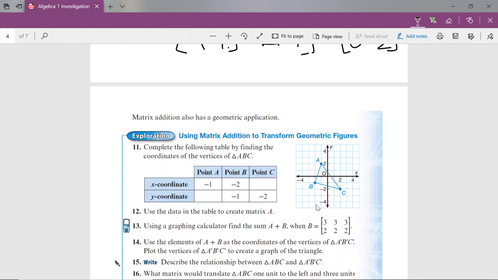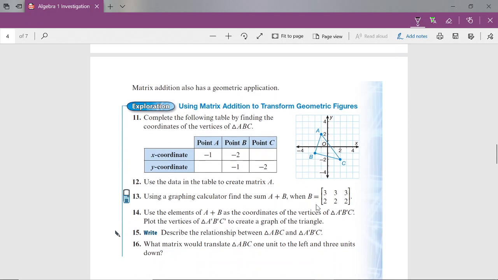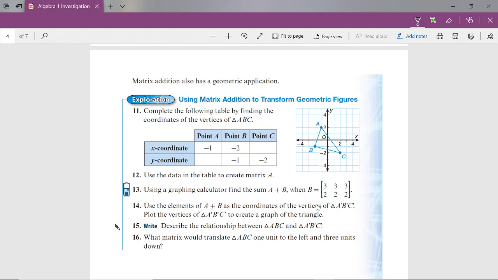So matrix addition also has a geometric application. Complete the following table by finding the coordinates of our vertices for triangle ABC. Okay, so point A has x coordinate of -1 and it looks like y coordinate of 2 right here. Our B coordinate is completely filled in at -2, 1, and C is at 2, -2. Okay, and then after that, number 12, use the data in the table to create matrix A. So matrix A, I'm just going to show here as -1, -2, 2, and then 2, -1, -2.